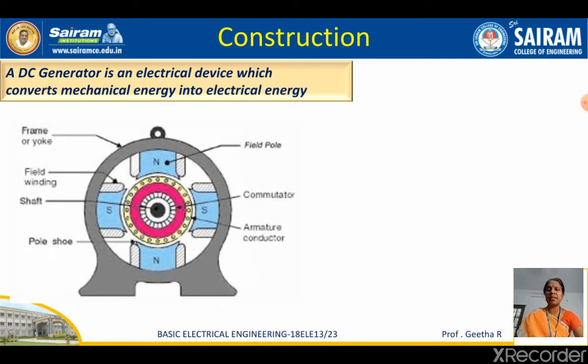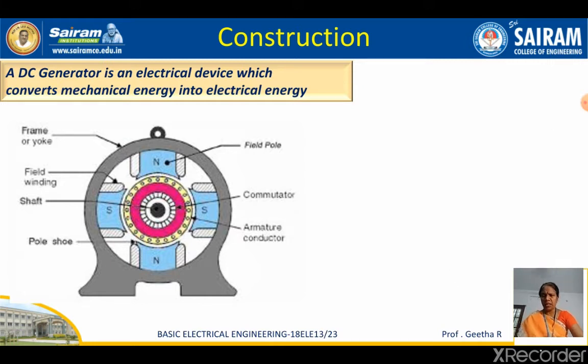What is a DC generator? A DC generator is an electrical machine which converts mechanical energy into electrical energy. A machine which converts electrical into mechanical energy, we call it a motor. The one which converts mechanical to electrical energy, we call a DC generator. Before we learn the working principle, we'll see the construction, so you can understand better how it works.